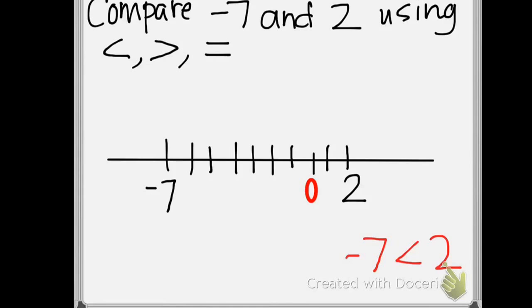Remember, just like we read a book from left to right, we also read a number line from left to right. So whatever's on the left is going to be smaller, and whatever's on the right is going to be bigger.